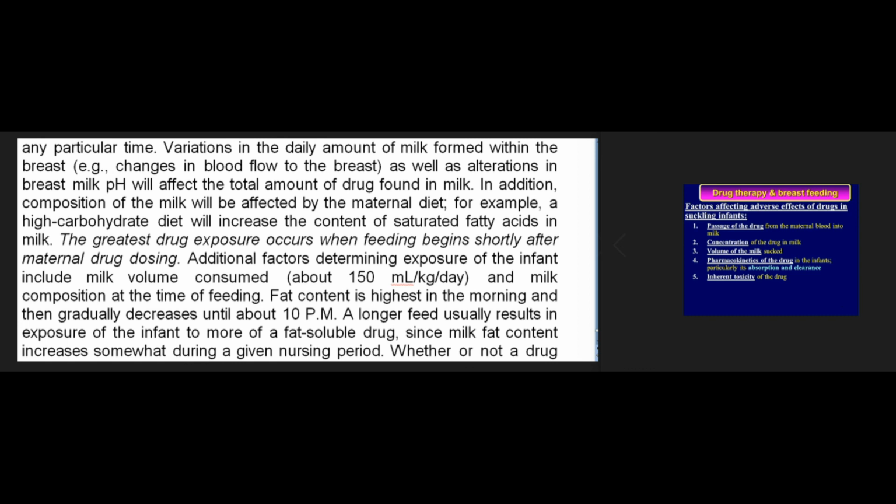The greatest drug exposure occurs when feeding begins shortly after maternal drug dosing. Additional factors determining exposure of the infant include milk volume consumed, about 150 ml/kg/day, and milk composition at the time of feeding. Fat content is highest in the morning and then gradually decreases until about 10 p.m. A longer feed usually results in exposure of the infant to more of a fat-soluble drug, since milk fat content increases somewhat during a given nursing period.